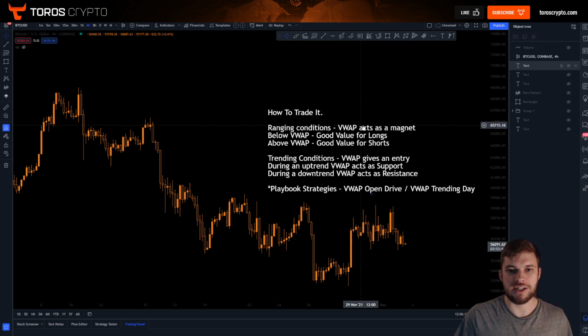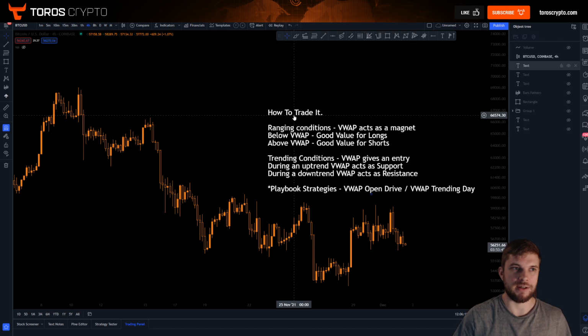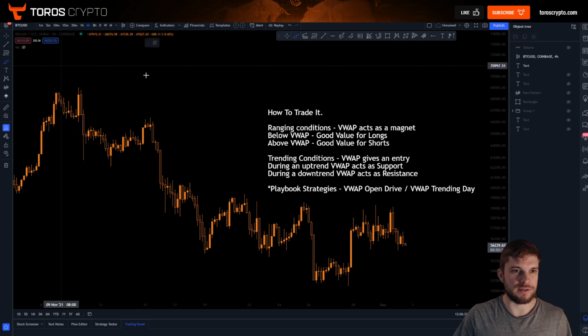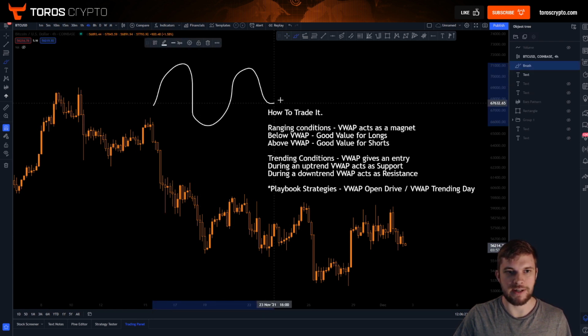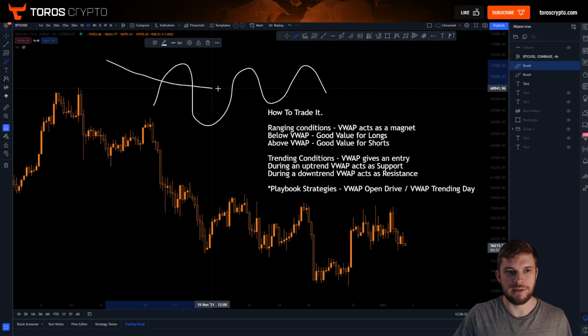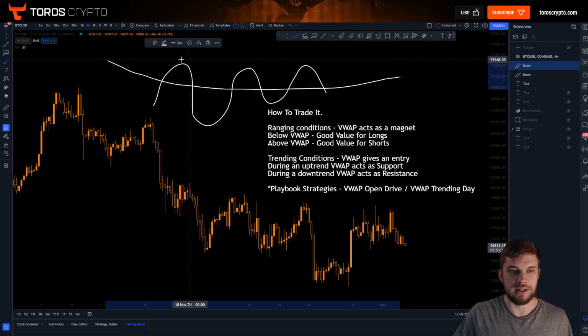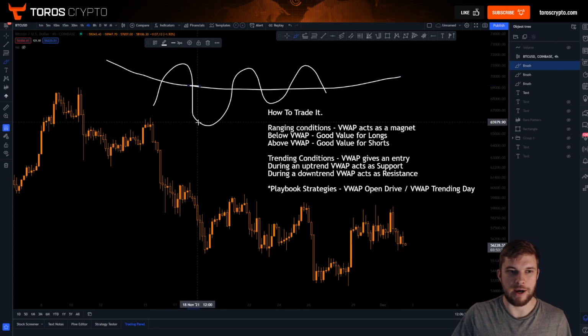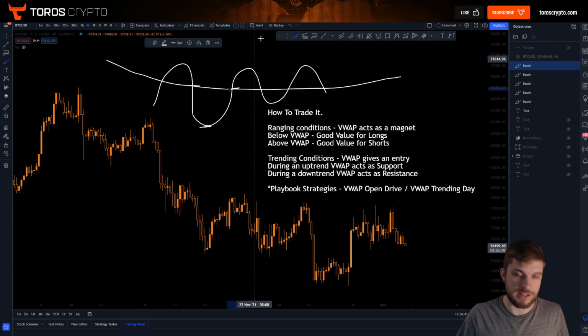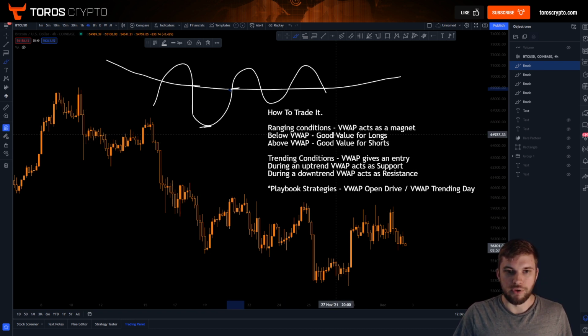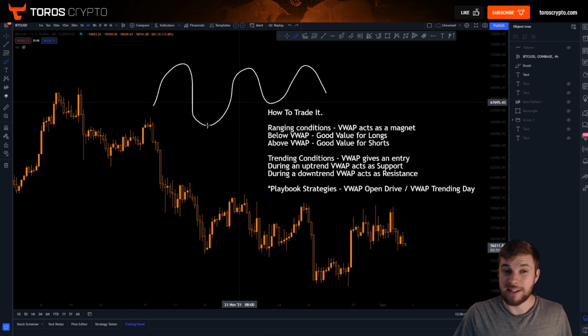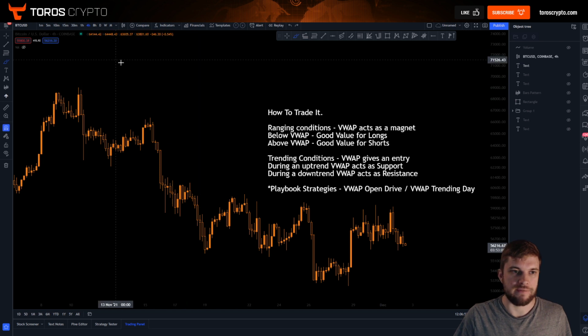In ranging conditions, the VWAP will act as a magnet, and we'll go over a few examples of this in just a second. When you're looking at range bound conditions with price just doing this, very often you'll find your VWAP goes along through the middle of it. If price goes above it, it's pretty good value to take a short position back into your VWAP. If price comes below, you can probably get a good move back into your VWAP from that. So look for longs if price is below VWAP, look for shorts if price is above VWAP, and take profit when price reaches that VWAP area.